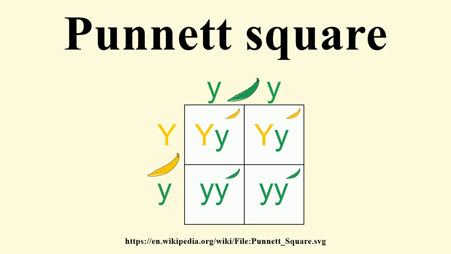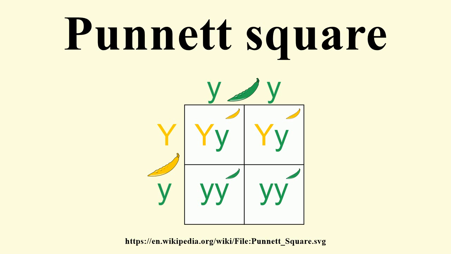The Punnett Square is a diagram that is used to predict an outcome of a particular cross or breeding experiment. It is named after Reginald C. Punnett, who devised the approach. The diagram is used by biologists to determine the probability of an offspring having a particular genotype.